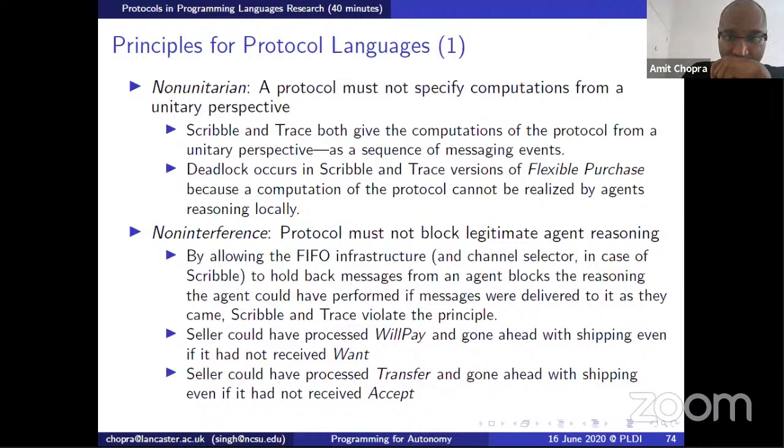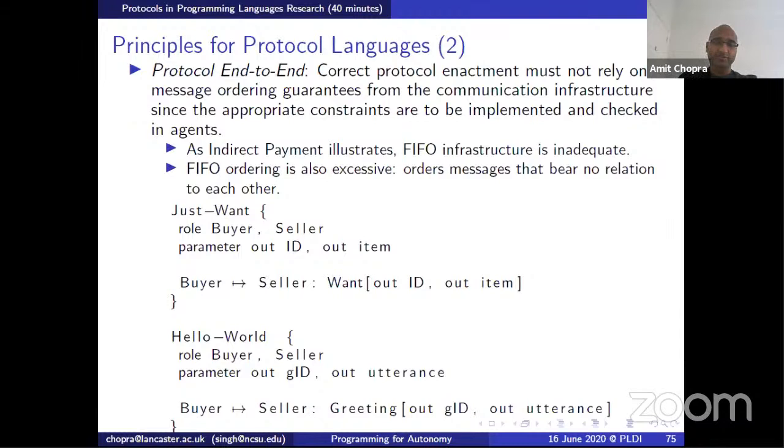Then the third principle for protocol languages is what we call the protocol end-to-end argument, which is that it's the protocol's job to ensure the correct occurrence of events, the order in which events occur in the system. And therefore it's not sensible to rely on the infrastructure, to rely on message ordering guarantees from the infrastructure, since the appropriate constraints in fact have to be implemented and checked in the agents themselves. And as indirect payment illustrates, FIFO is inadequate because even with FIFO, things get messed up. And if you assumed ordering from the infrastructure, that may also turn out to be excessive.